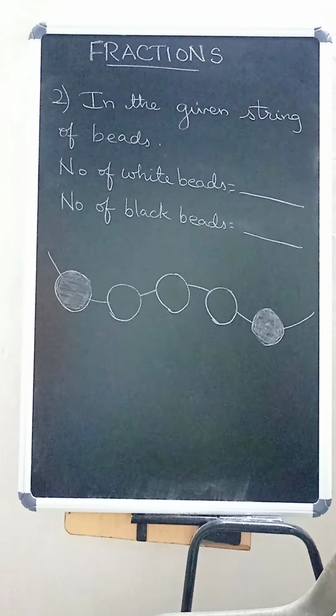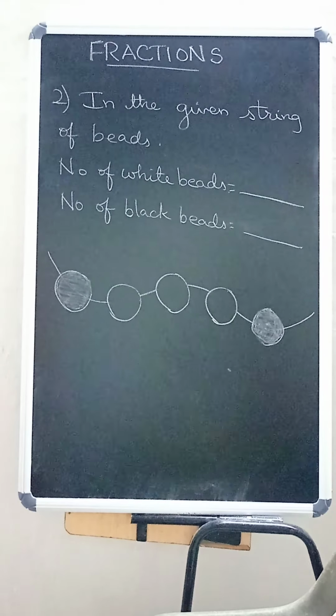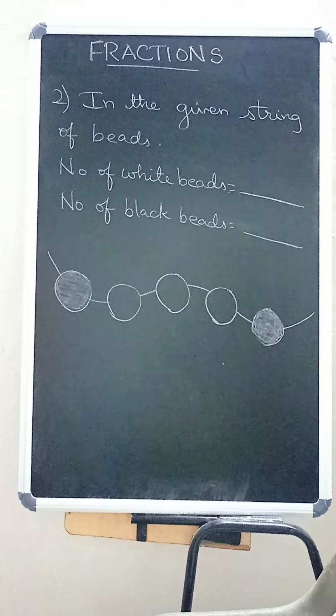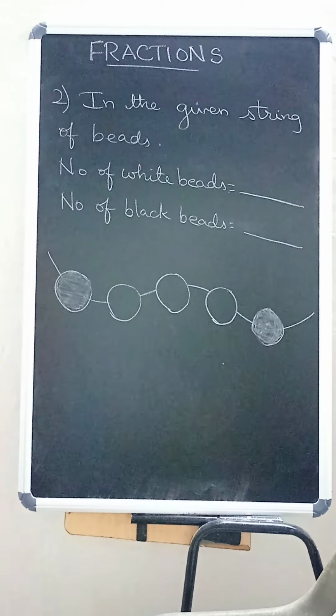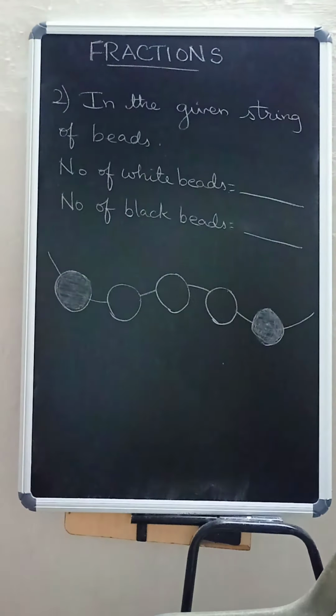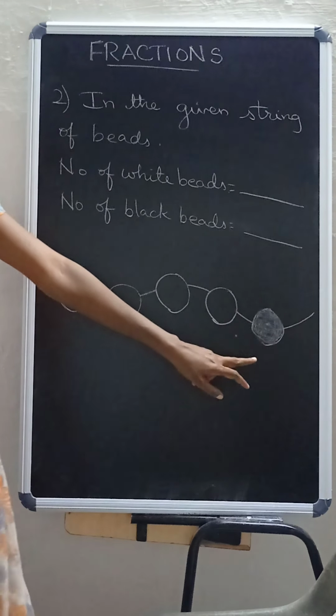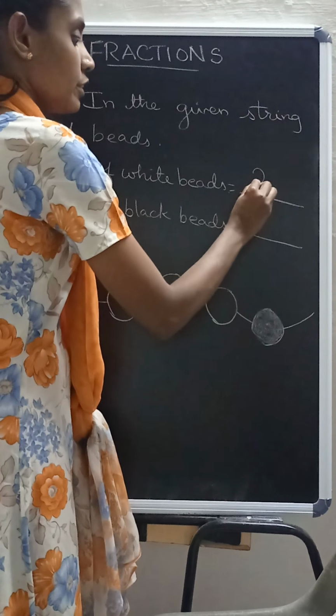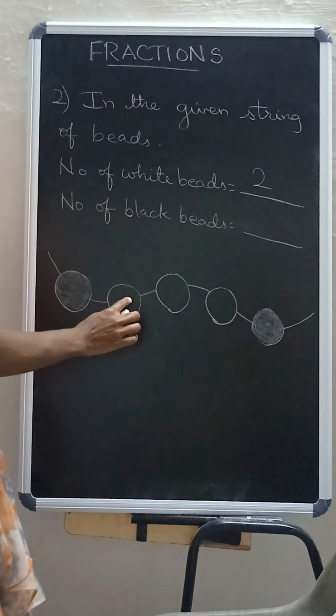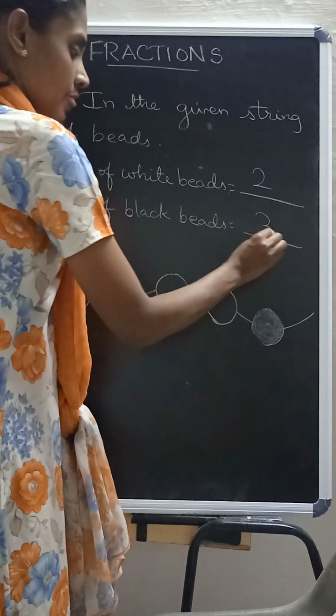Next, in the given string of beads, number of white beads is equal to dash, number of black beads is equal to dash. So in this given string, how many white beads are there? Did you write the answers? So check your answers. It's 2. Number of black beads is 3.